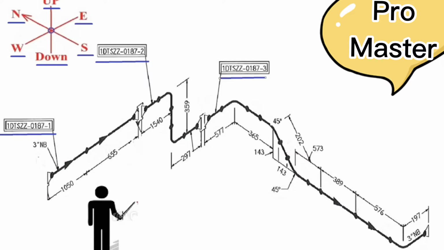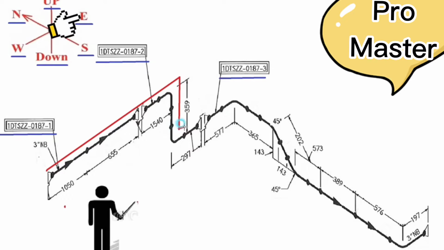We will start reading the pipe isometric from this point because the direction of the arrow on the pipe drawing is in this direction. The pipe travels starts from this point to the east direction. Then the pipe travels to the down. Then pipe travels to the east again. After this point, the pipe travels to the south.